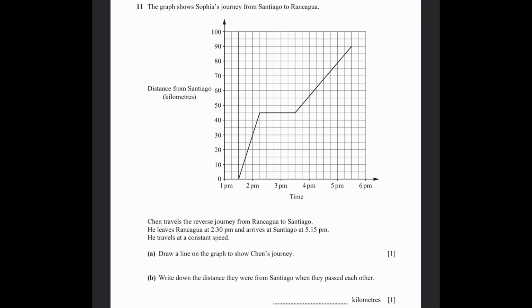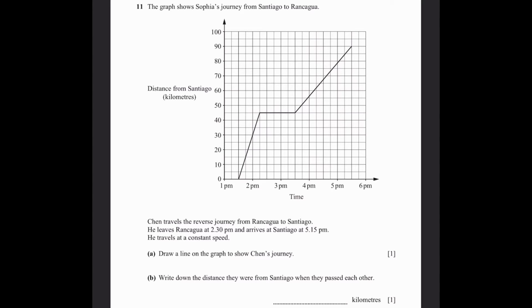Question 11. The graph shows Sophia's journey from Santiago to Rancagua. The graph shows the distance from Santiago in kilometers and then the time. Chen travels the reverse journey from Rancagua to Santiago. He leaves Rancagua at 2:30 p.m. and arrives at Santiago at 5:15 p.m. He travels at a constant speed. Draw a line on the graph to show Chen's journey.